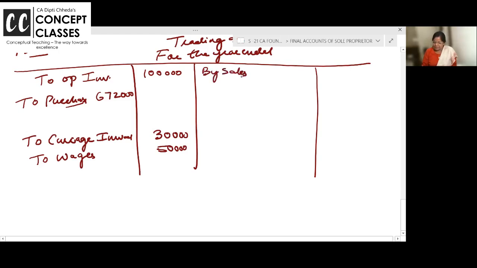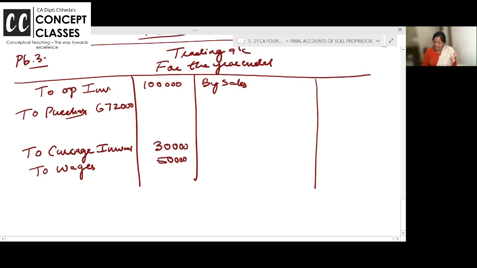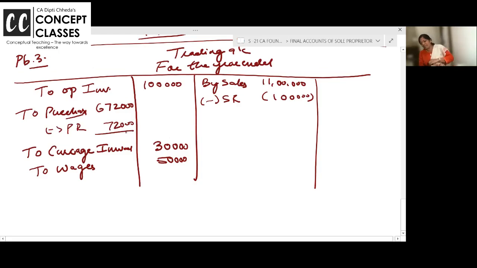Sales. On the credit side, inner column, 11 lakhs. Return inward. Return inward is sales return. Return inward, 1 lakh, minus. Return outward is purchase return. It's a very easy problem. Minus. This time they have not given cash and credit separately.